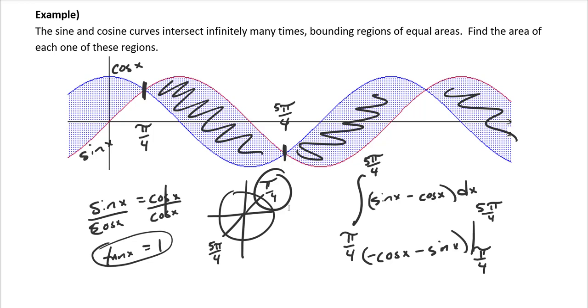All right, and then you can do the math again. Cosine of pi over 4 is root 2 over 2. Sine of 5 pi over 4 is negative root 2 over 2, and so on. Once you do everything nicely, you're going to end up with 2 root 2. It breaks down really nice. Don't put it in decimal form. That's silly. So 2 root 2 is the value of each one of these areas, infinitely all over.